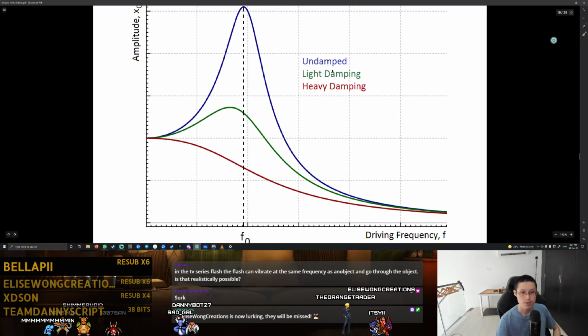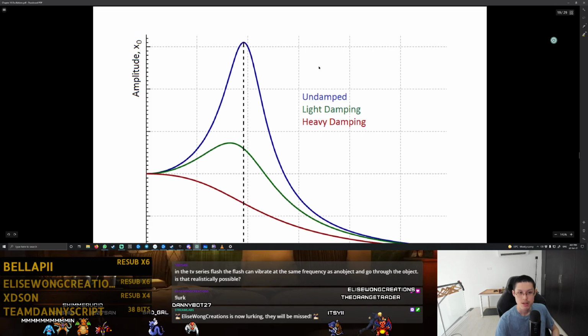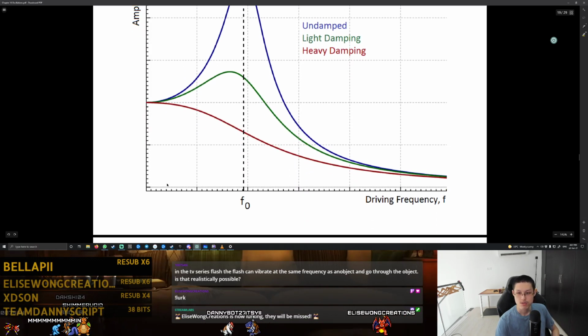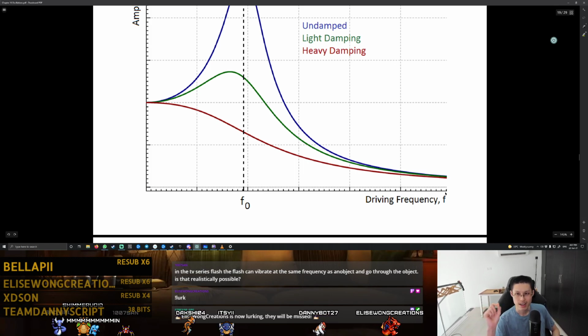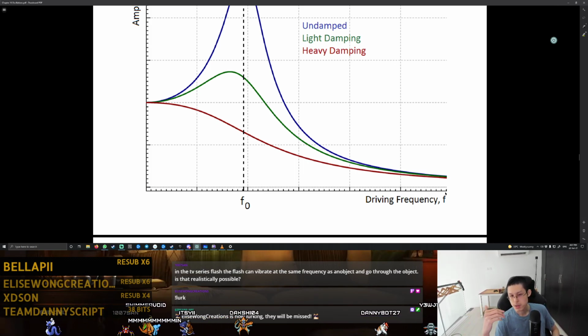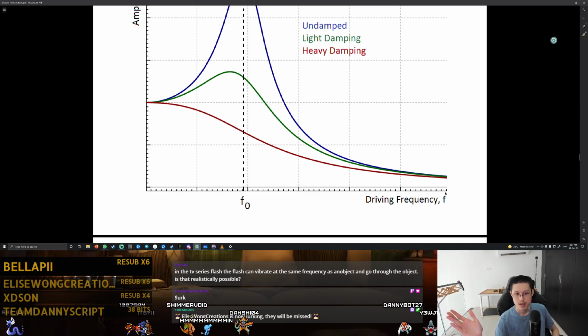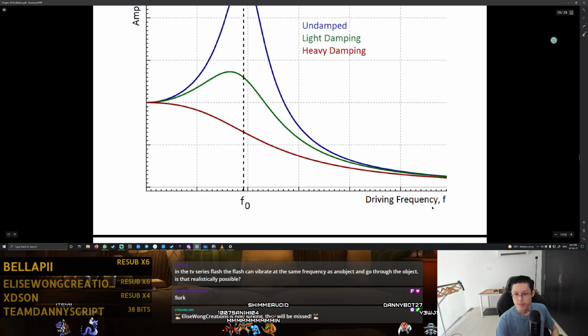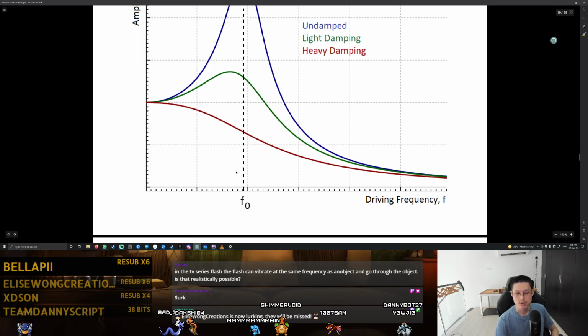Oh, there's also a graph that you should know. Whenever you draw the amplitude against driving frequency graph, driving frequency refers to the frequency of the external force, right? So it could be the guy that's pushing the swing, or basically anything that's the external force. If your driving frequency matches that of the natural frequency f0, f0 is the natural frequency.